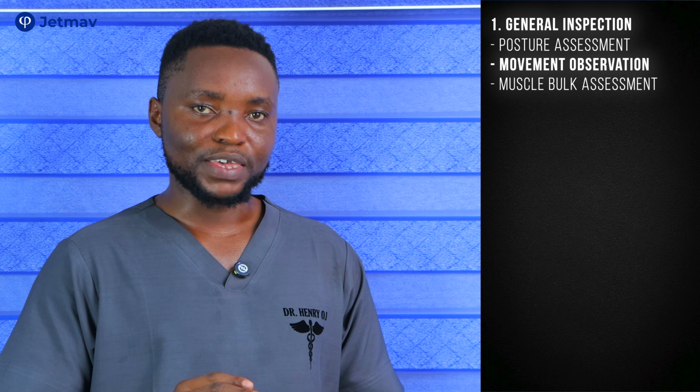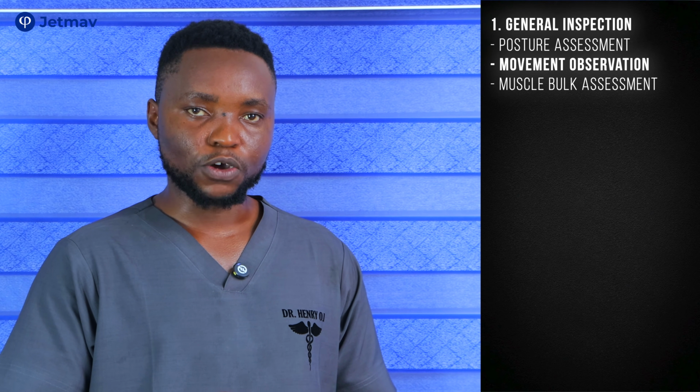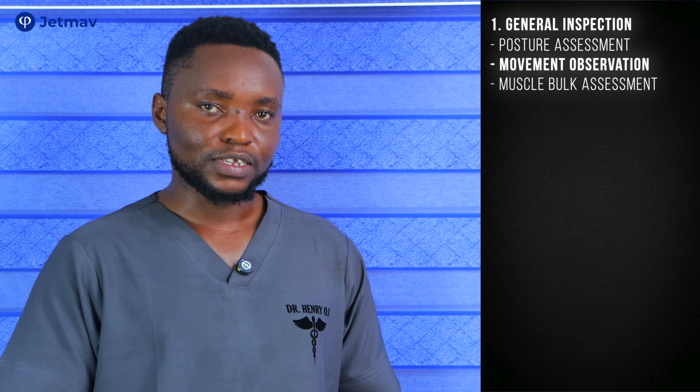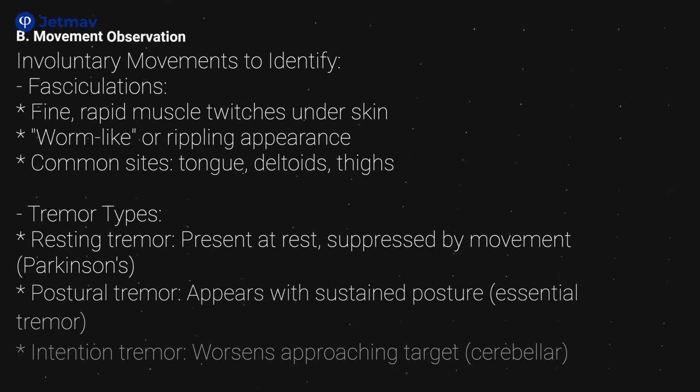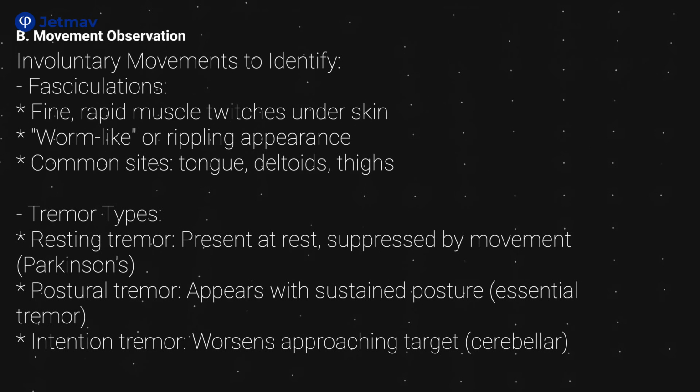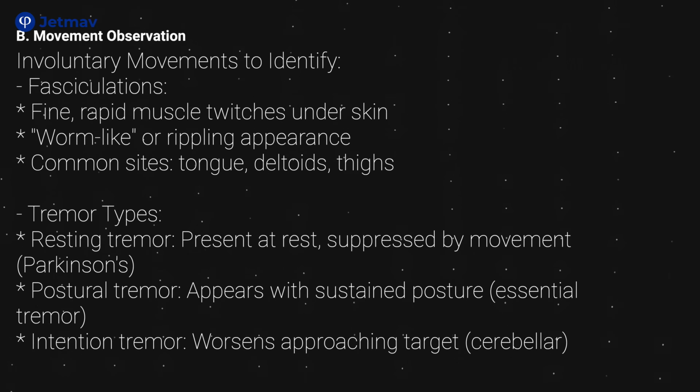Okay. Then after looking at the posture of the patient, the next thing you're going to observe is maybe the involuntary movements of the patient. So we're going to observe the movement pattern of the patient. That is resting movements that the patient can't control, such as fasciculations, where there will be a fine, rapid, worm-like rippling appearance in the muscle. And one of the sites where you can observe that are the deltoids and the thigh.